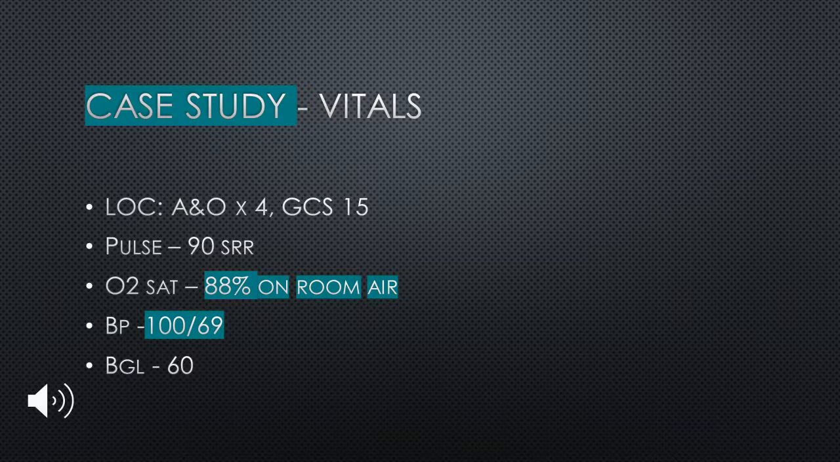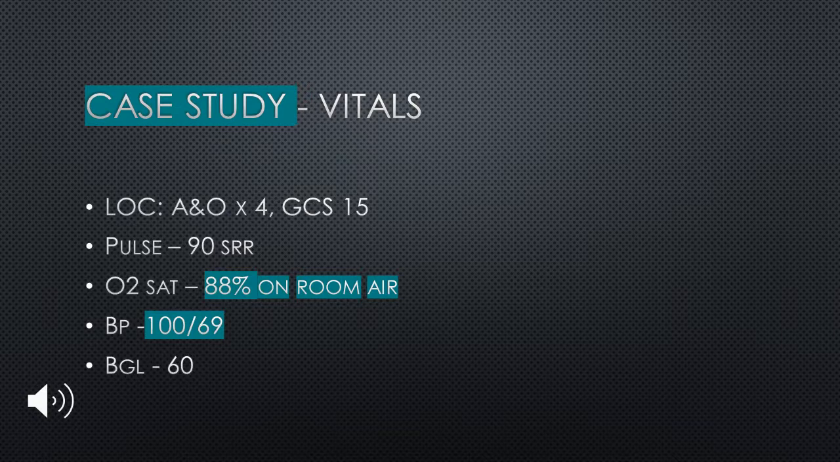So here are your vitals. His LOC is that he's A&O times 4, GCS 15. Pulse is 90, strong regular at the radial. So technically within normal limits. You could argue it's a little elevated given that he's just sitting there, but he also did tell you that he's having GI disturbances, so most likely kind of a little dehydrated at least.